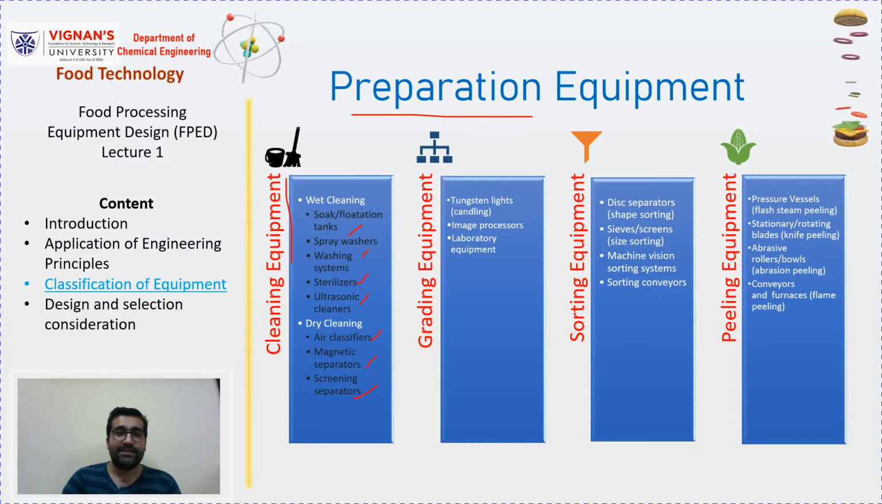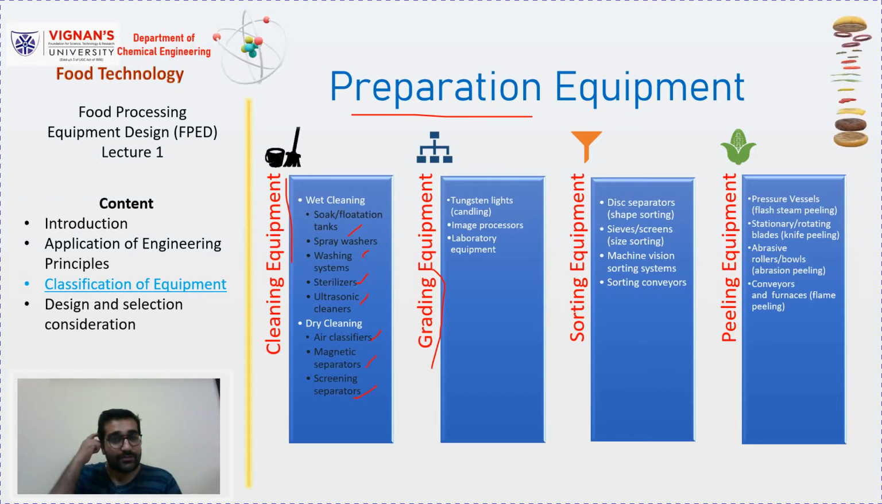Then next come the grading equipments. Grading equipments are equipments which are used to grade the product based upon their economic value or their market cost. So equipments used for grading are image processors or any custom made equipments, tungsten lights.